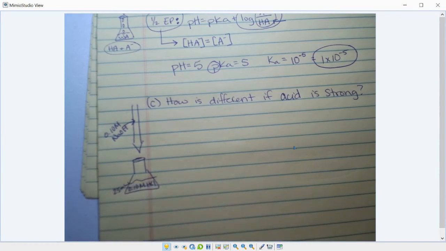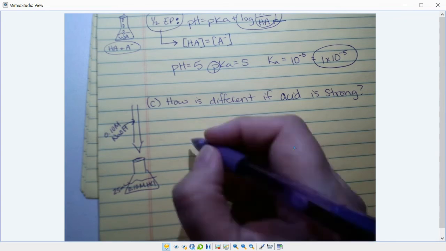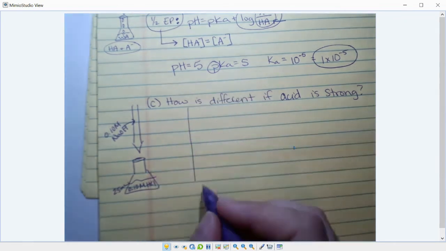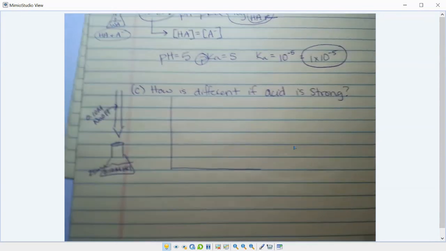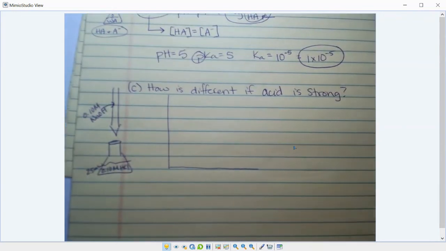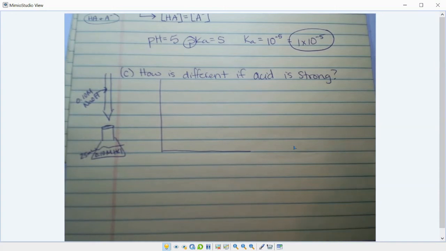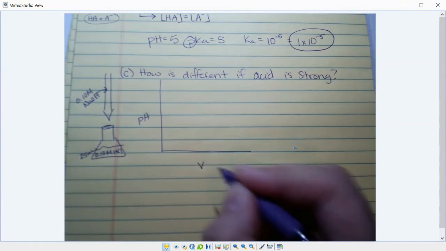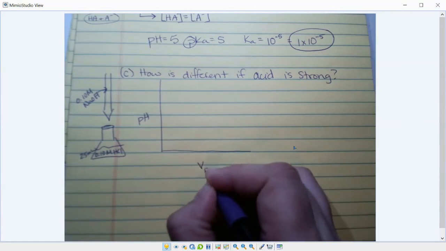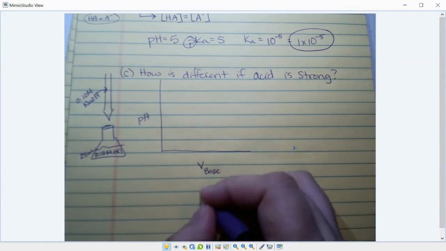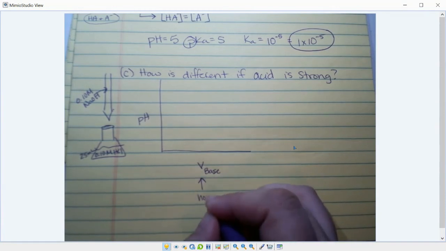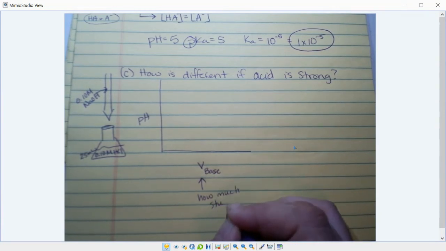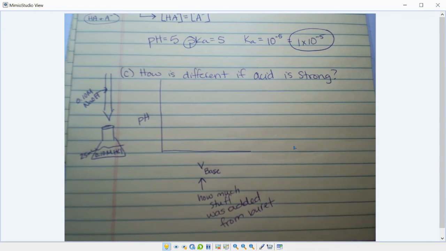Okay, so a couple things. When you're trying to sketch a graph, there are a few key points that you need. If they ask you to take this data and sketch a graph from it, they don't give you anything else. There's a few key points that you've got to have. So on this axis, we're going to have pH. Over here, we're going to have volume. And in this case, this is the base. So what this is representing is how much stuff was added from the burette. So how much stuff did we have to add from the burette?